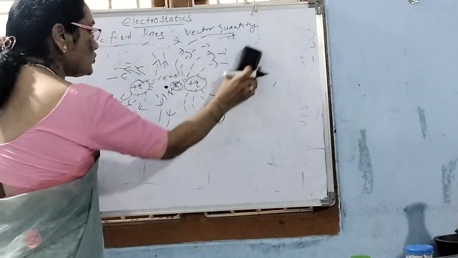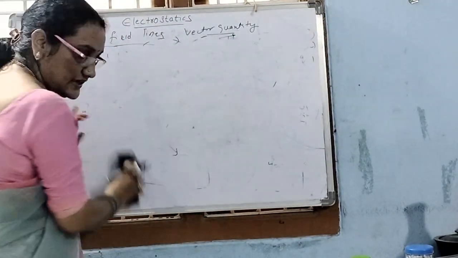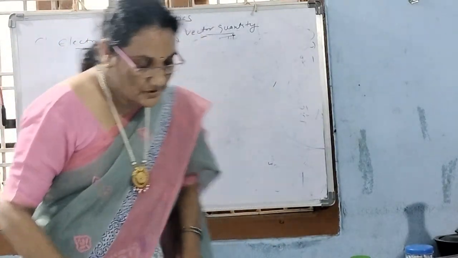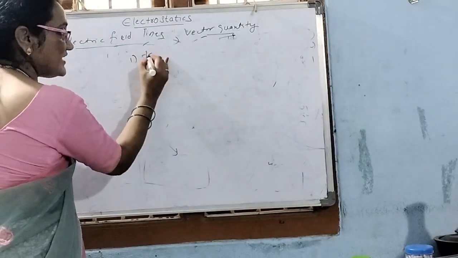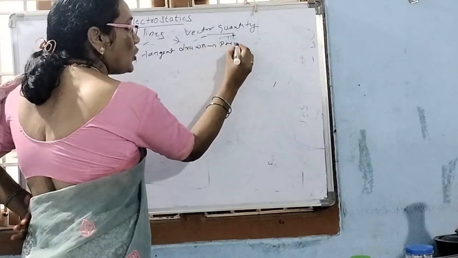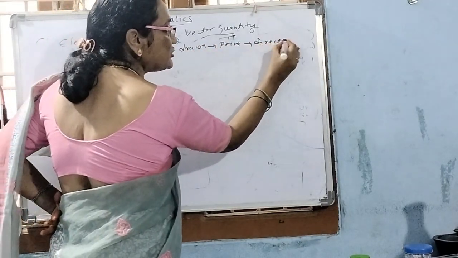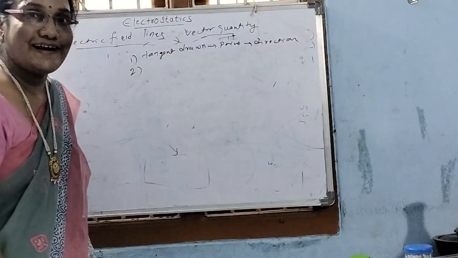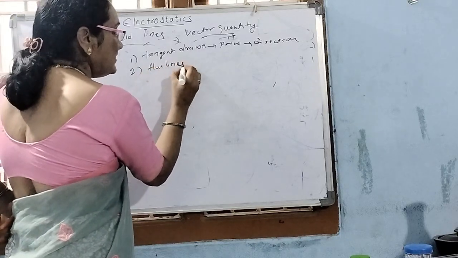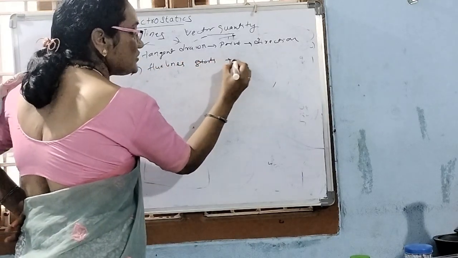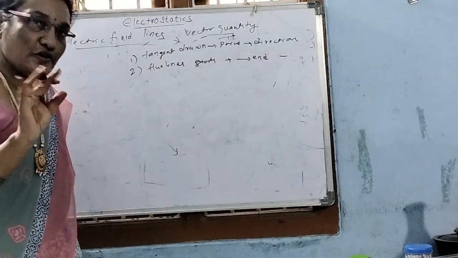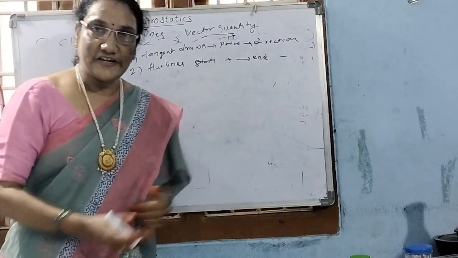Now next, let us go for some properties of these flux lines. The first property is, as we just said, the tangent drawn at each and every point on flux lines indicates the direction of flux lines. Second, the flux lines start from a positive charge and end at a negative charge.